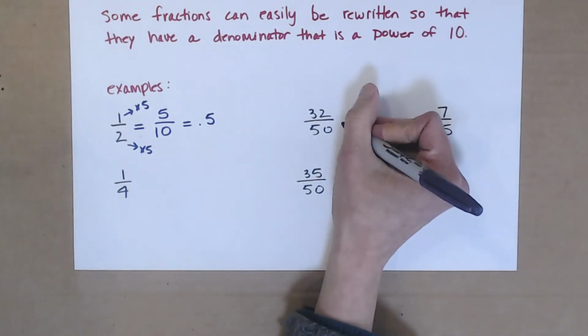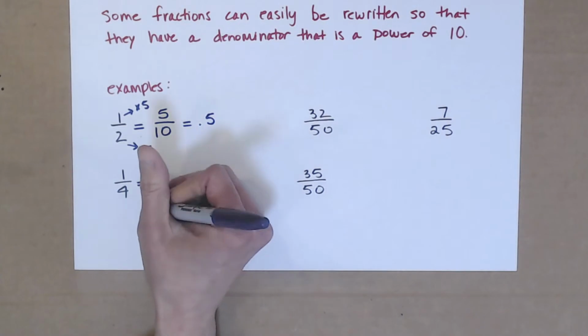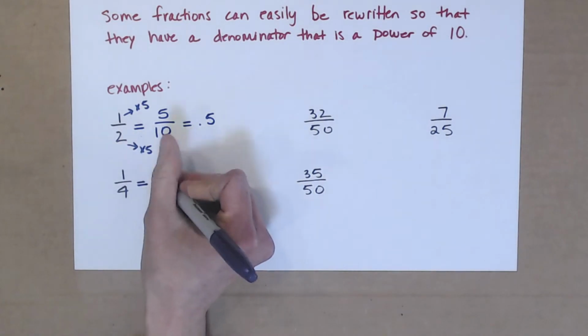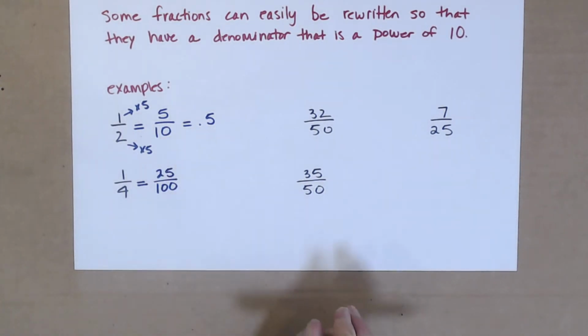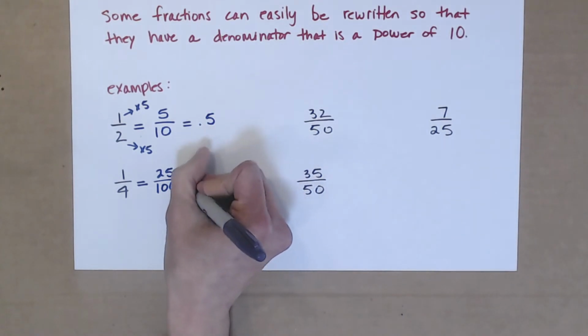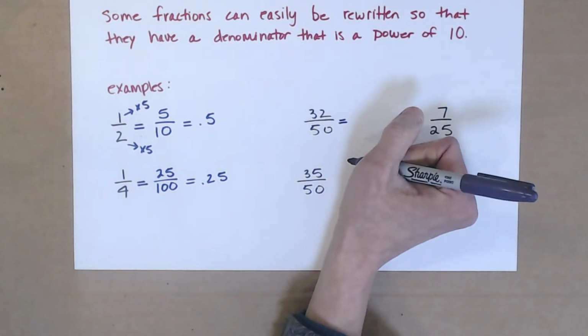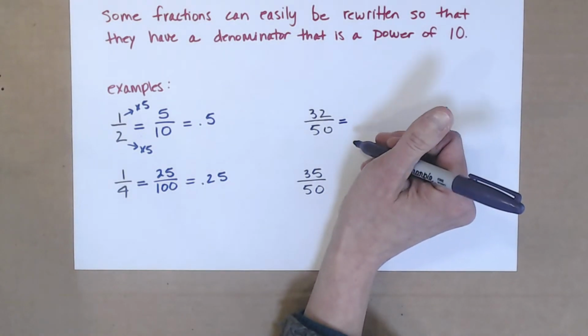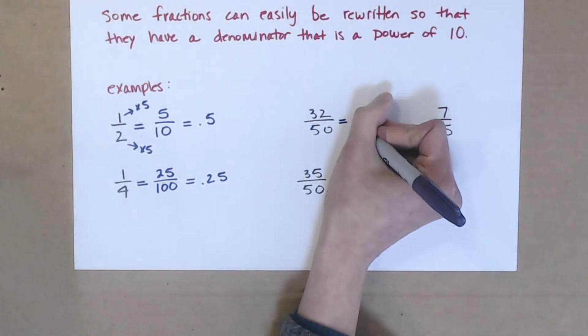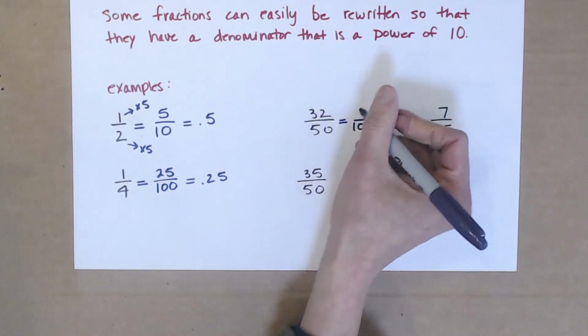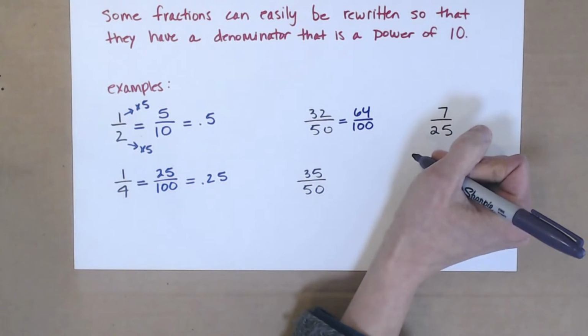So let's do another one, 1/4. We can't easily convert that to tenths, but we could convert it to hundredths because 4 times 25 is 100. 1 times 25 is 25. So we have 25 hundredths, which is easily written in decimal notation, 0.25. Here's one, 32/50. In this one, we could either make it tenths or hundredths. For example, if we made it, no, we can't actually in this one. We're going to have to go up to hundredths. So we do 50 times 2 is 100. 32 times 2 is 64 hundredths.